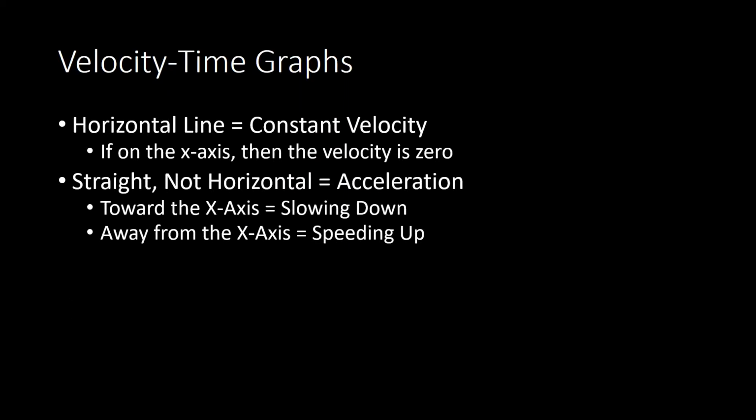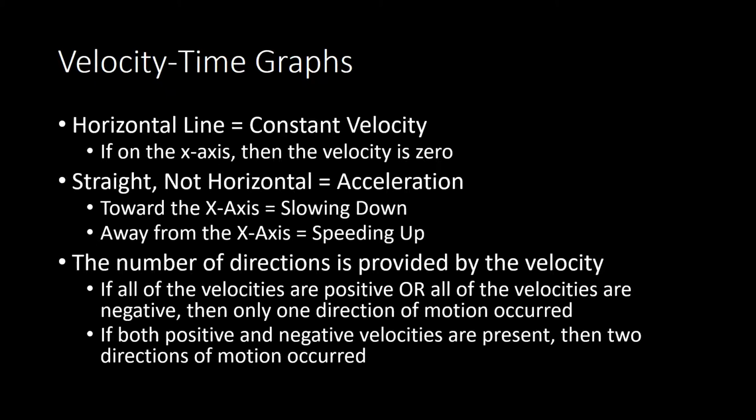Any straight non-horizontal line represents acceleration. If that is towards the x-axis, it is slowing down. If it is away from the x-axis, it is speeding up because your x-axis again is 0. The number of directions is provided by whether the velocities are positive or negative. If all of the velocities are positive or if all of the velocities are negative, then only one direction of motion occurred. If you have both positive and negative velocities, then 2 directions occurred. And again, 2 directions is the maximum number you can show here. So you're not going to see a curved line on a velocity time graph. You're only going to see either a horizontal line or a straight line that is not horizontal.